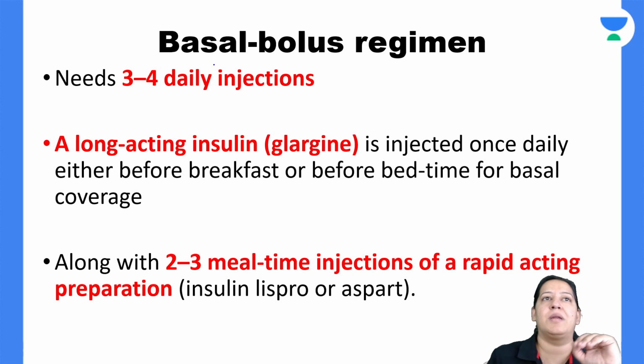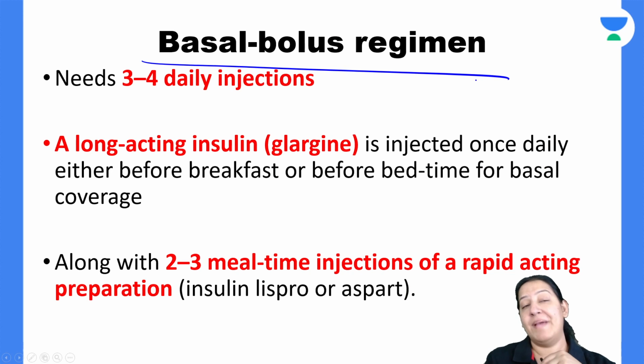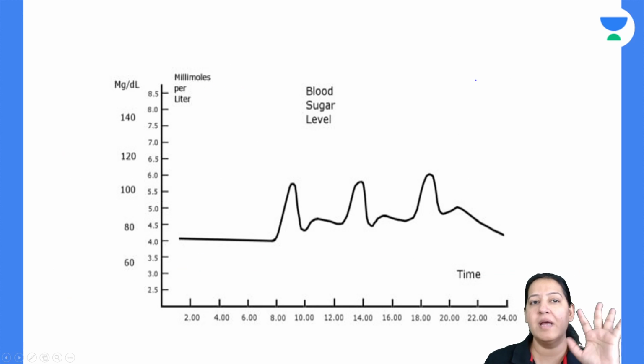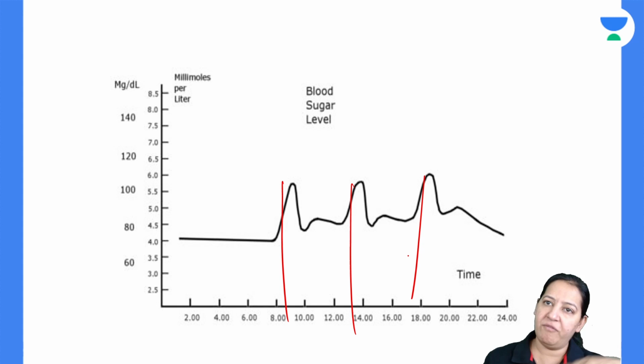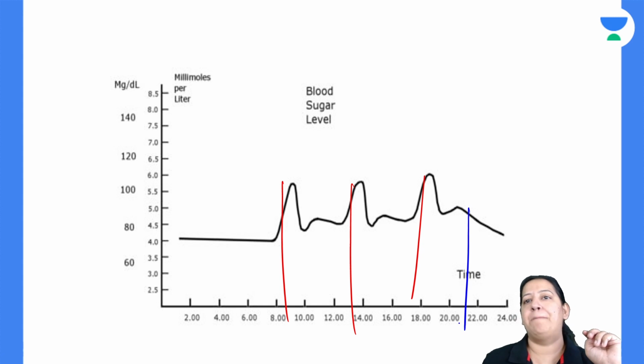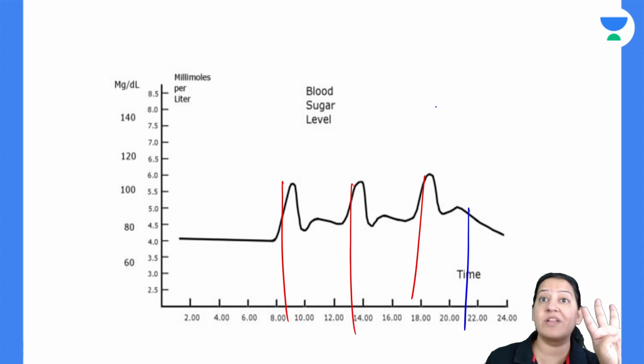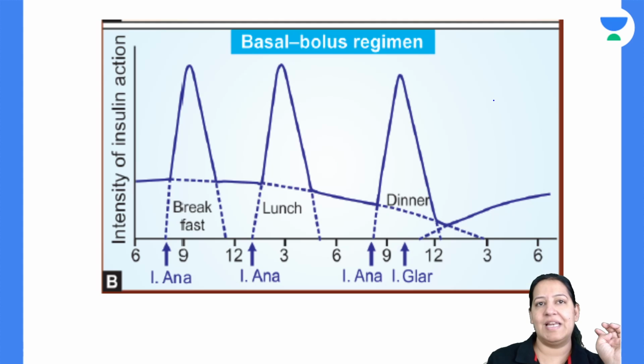Coming to the second regimen, the basal bolus regimen. In the basal bolus regimen, this is the regimen. The patient will take 3 rapid acting, 1 before breakfast, 1 before lunch, 1 before dinner, and 1 long acting at bedtime. So total 4 injections daily. 4 injections daily. Listen.